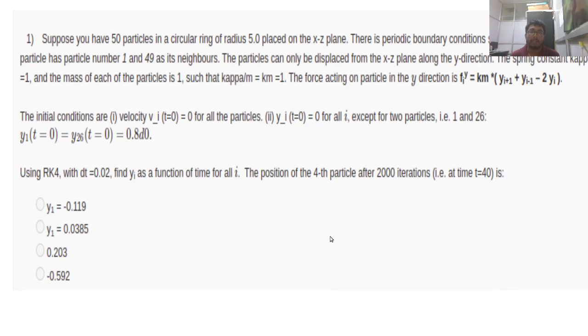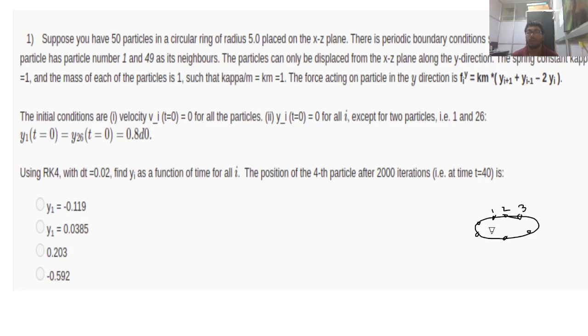So you have 50 particles. If we try to draw what the question is suggesting, let's say you have a circular ring and these are your particles, and in this way a total of 50 particles are there. Let's say this is the 50th particle. Each particle will have nearest neighbors. If this is the second particle, it will have the nearest neighbors 1 and 3.